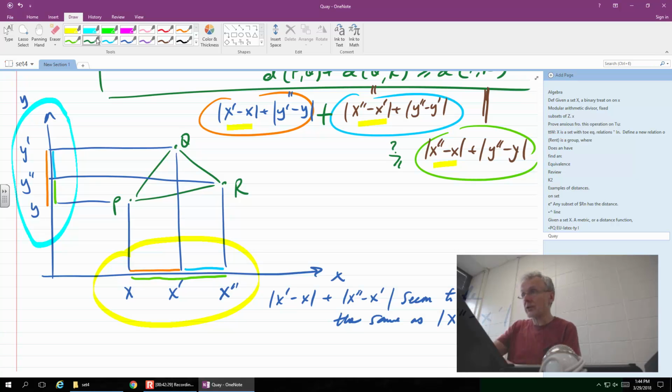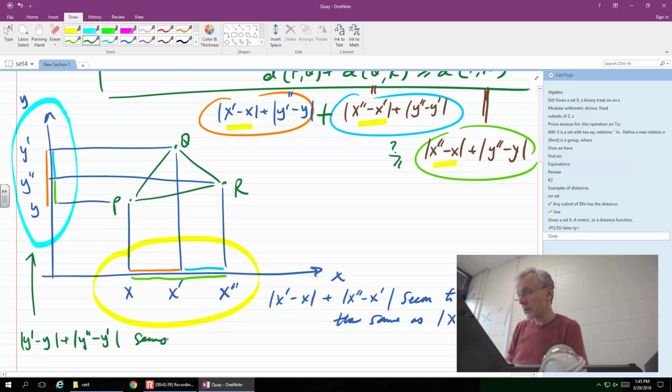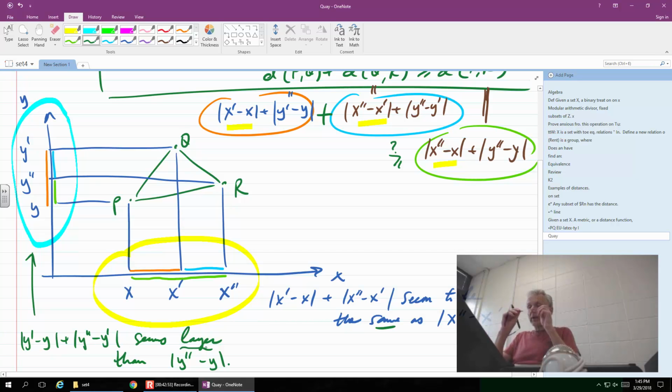Seems to be bigger, strictly bigger. So that's what we are seeing here. So we're talking about then y prime minus y plus y double prime minus y prime seems larger than y double prime minus y. So it doesn't have to be the same, but it should be probably larger.